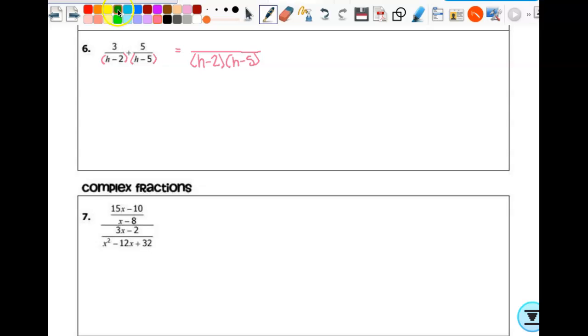But if you need to write them out, write them out. This has to be multiplied by h minus 5 over h minus 5. And this has to be multiplied by h minus 2 over h minus 2. I mean, do what you got to do, but when we're always writing everything, that weighs us down here. So 3 times h minus 5 is going to give me 3h minus 15. 5 times h minus 2 is going to give me, and then we're adding here, plus 5h minus 10.